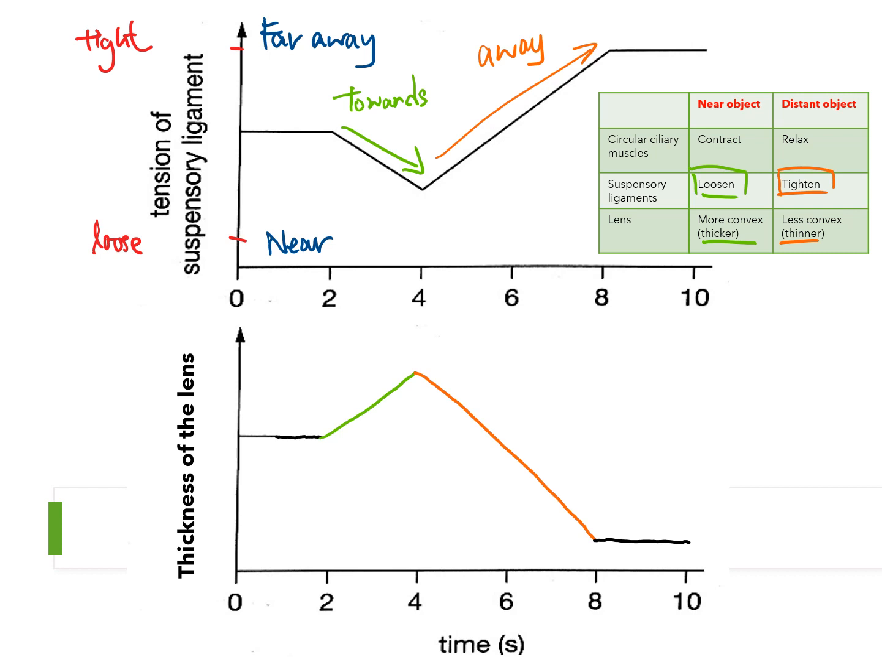You will be able to see that the tension of the suspensory ligament graph and the thickness of the lens graph, the two graphs, just have opposite shapes. This is interesting. Remember, the tension of the suspensory ligament graph and the thickness of the lens graph have opposite shapes.